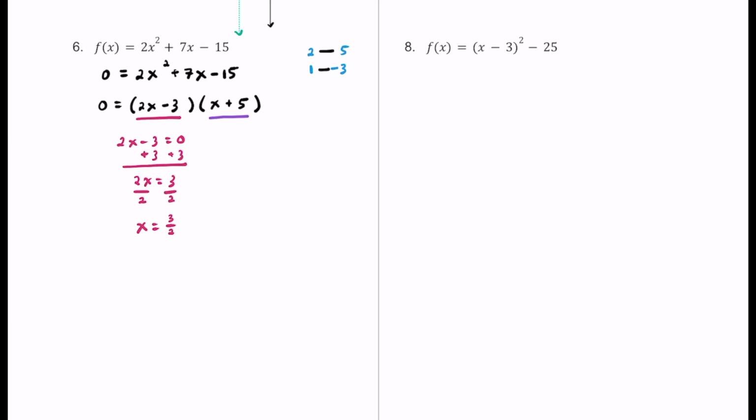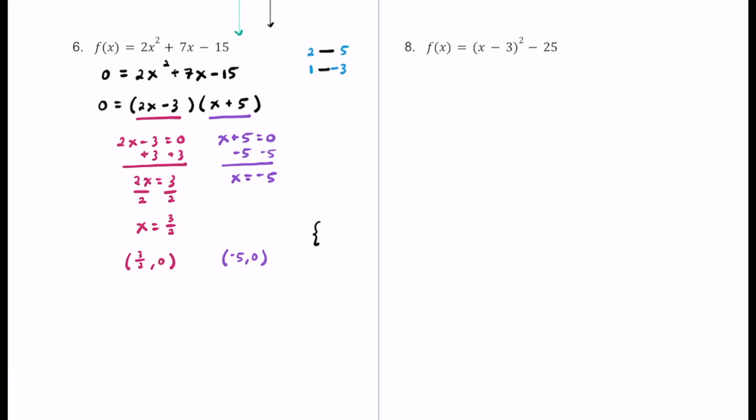And then for the second one, this one's a little bit less work, just because we don't have a coefficient or a value in front of the x besides 1. So x plus 5 equals 0. We can take away 5, and if we do that, we see that x equals negative 5. Right? So one of the solutions is going to be 3 halves comma 0, or rather we call that the x-intercept, and the second one is going to be negative 5 comma 0.